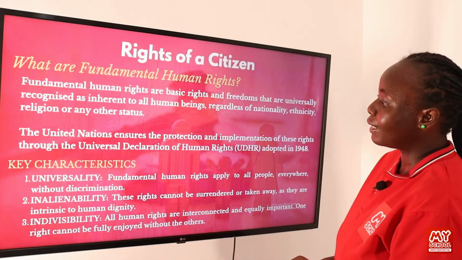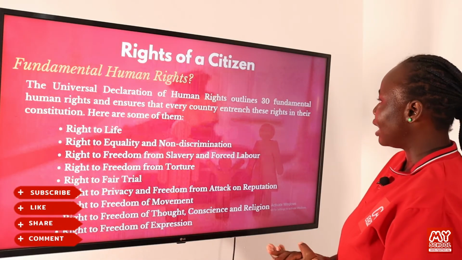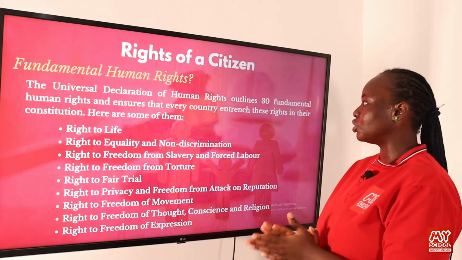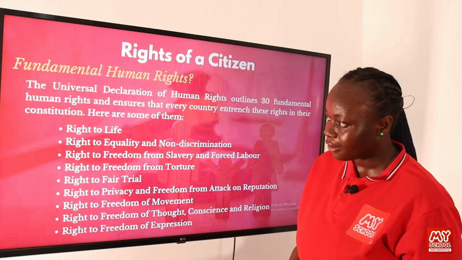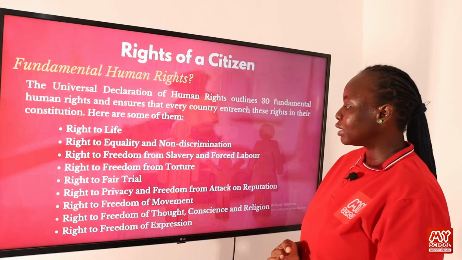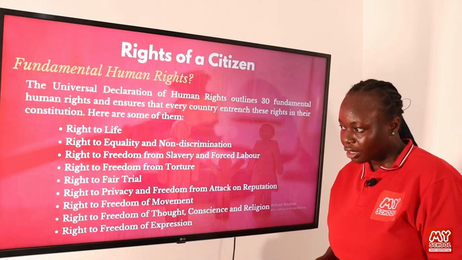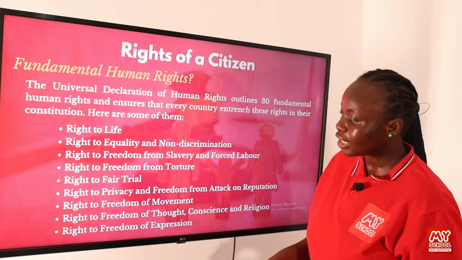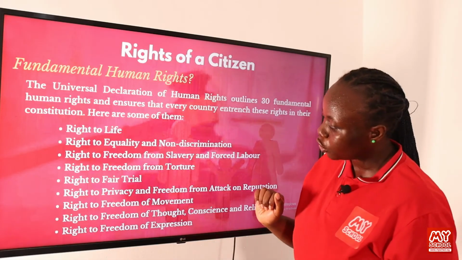Now let's move on to the next slide. So the Universal Declaration of Human Rights outlines 30 fundamental human rights and ensures that every country entrench these rights in their constitutions. And here are some of them. We have right to life, right to equality and non-discrimination, right to freedom from slavery and forced labor, right to freedom from torture, right to fair trial, right to privacy and freedom from attack on reputation, right to freedom of movement, right to freedom of thought, conscience, and religion, right to freedom of expression.